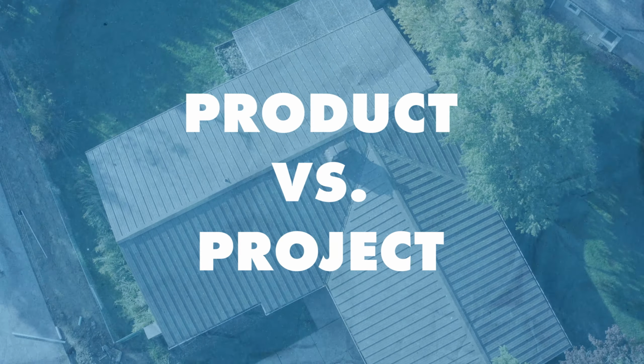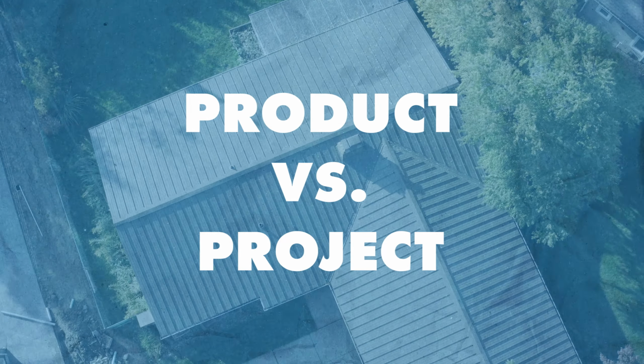Type number 2, product versus project requirements. The second type of a side-by-side is used when the architect puts out a specification that doesn't specifically name a manufacturer and instead specifies what requirements products must meet. Let's look at an example of a product versus project requirement side-by-side provided by the Sheffield Metals Architectural Department.